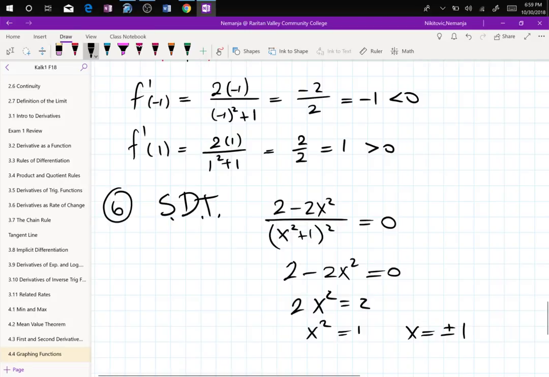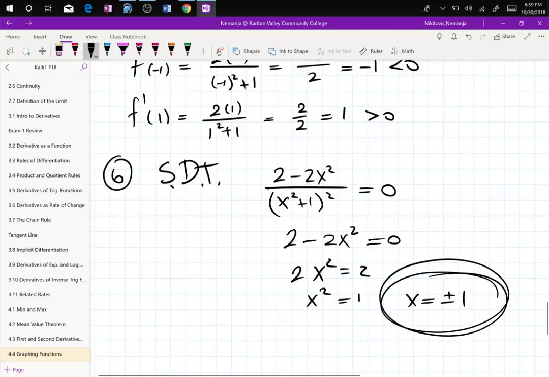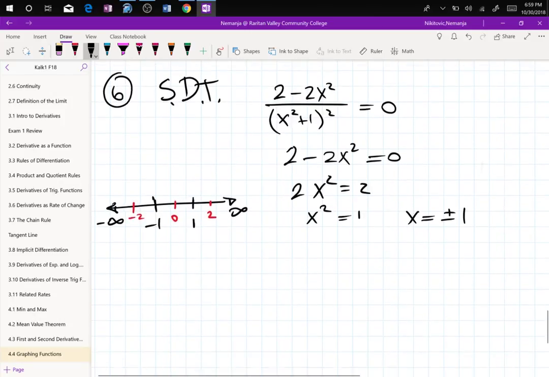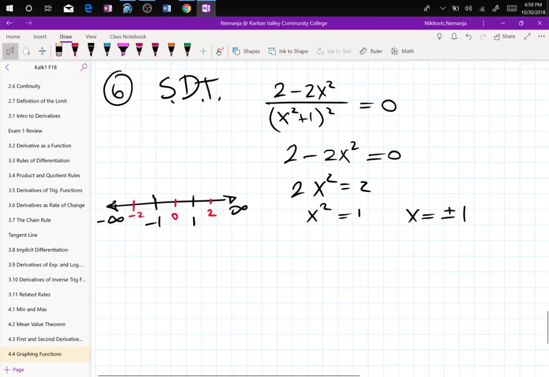The second derivative test gives us 2 values for partitioning. Partition: negative 1, 1, and negative infinity to infinity, because we are on the entire domain. My test points, easy: negative 2, 0, positive 2. That's 3 regions. Now, the second derivative test.